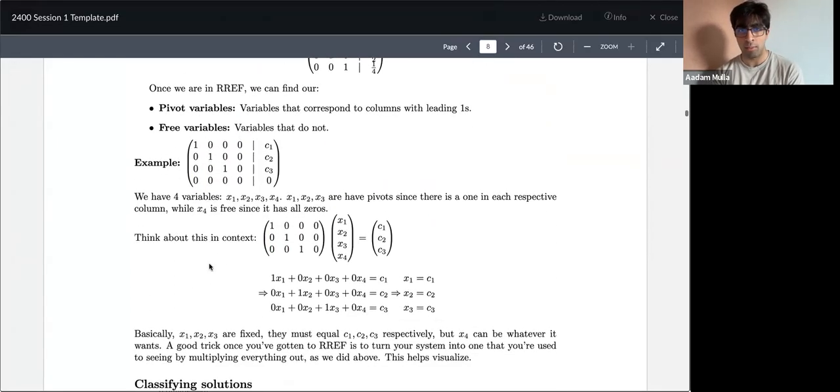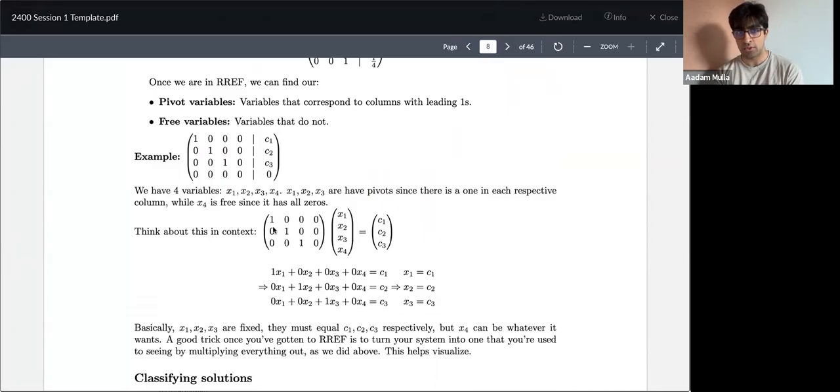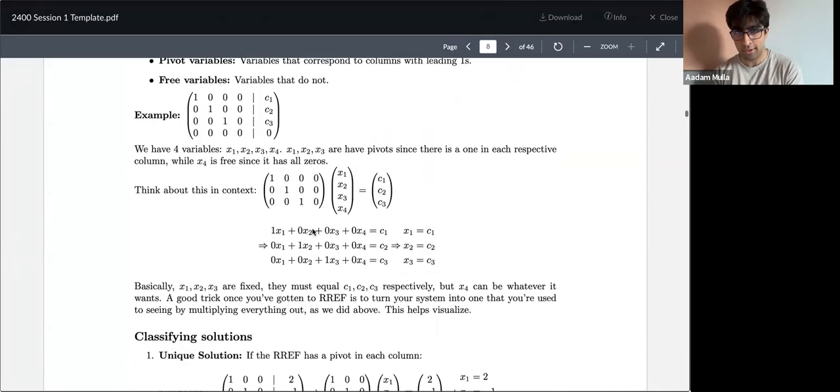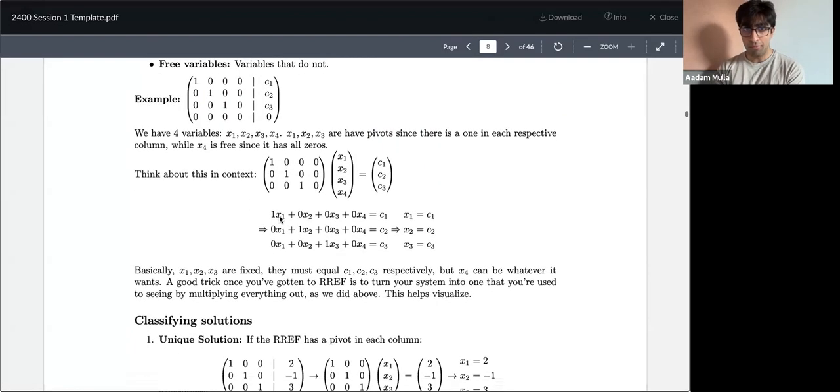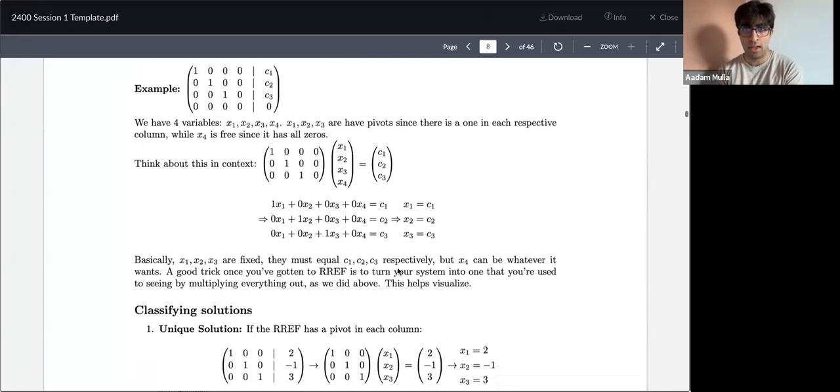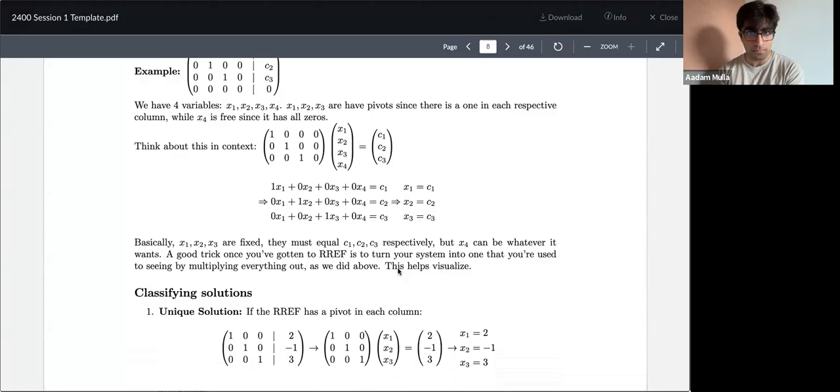So let's see an example. This is exactly what I just wrote out. I shouldn't have written it out; I should have just used this. But we can see that the first three equations tell us that x1 has to equal c1, x2 has to equal c2, and x3 has to equal c3. But for the last one, there's no restriction on x4. It can be whatever it wants to be.